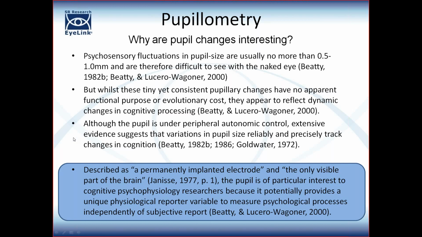But because of these changes, the pupil has been described as a permanently implanted electrode, or the only visible part of the brain. And it does provide a potential physiological reporter variable that will allow researchers to independently measure psychological processes, independent of subjective report. We're not asking people to say yes or no, make an old news judgment or anything like that. We can actually see this thing happen outside, in many senses, of their conscious control.